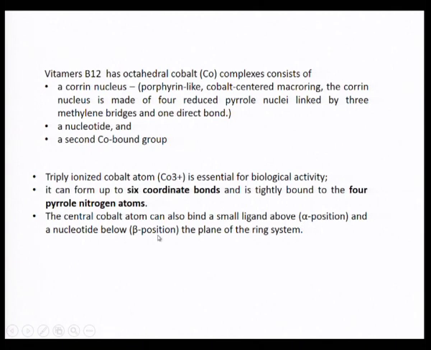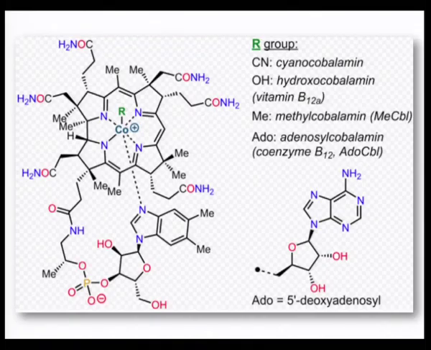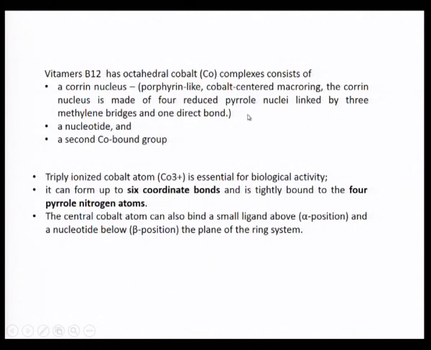So in the alpha position you can have the R group attached, and the R can be any of these, and in the beta position you find the nucleotide. Okay. So, this is how the structure of vitamin B12 is arranged.